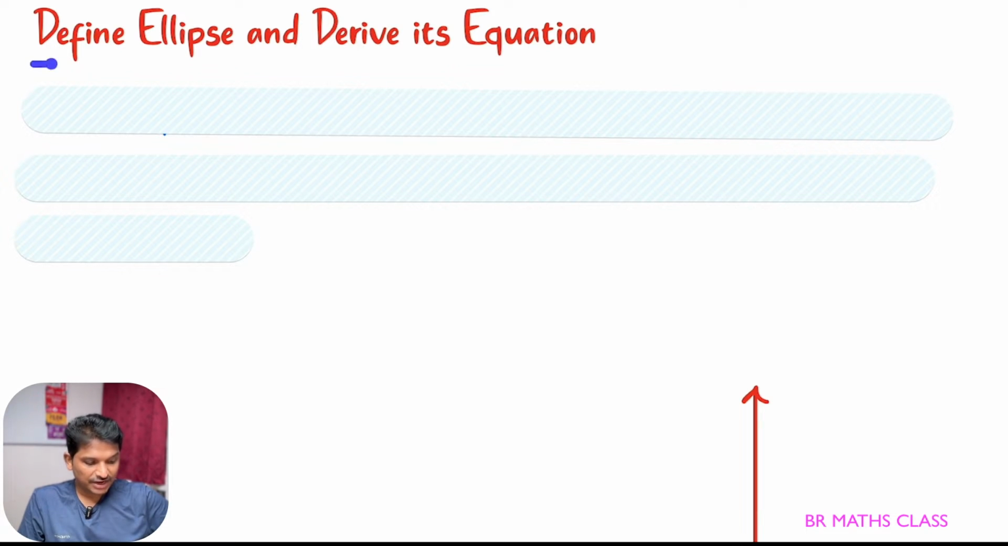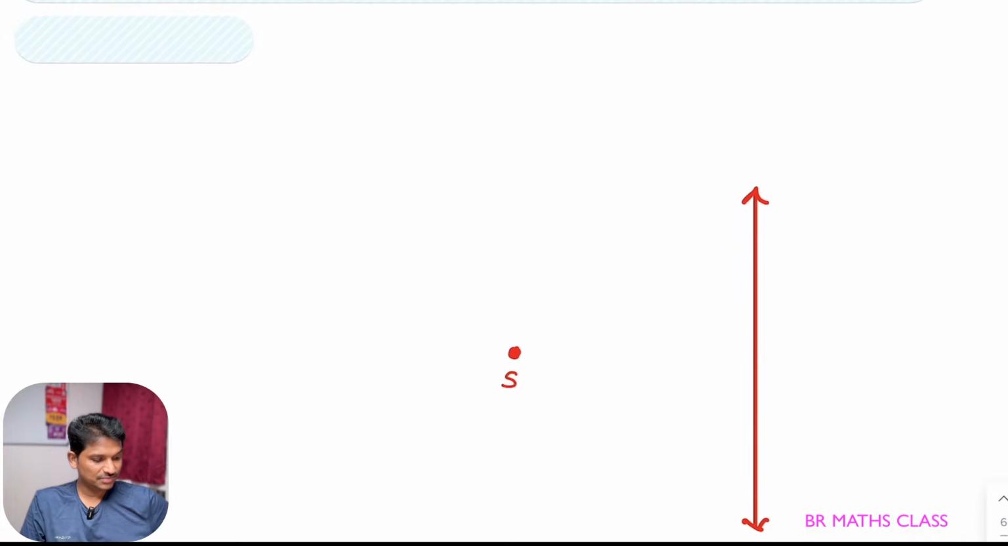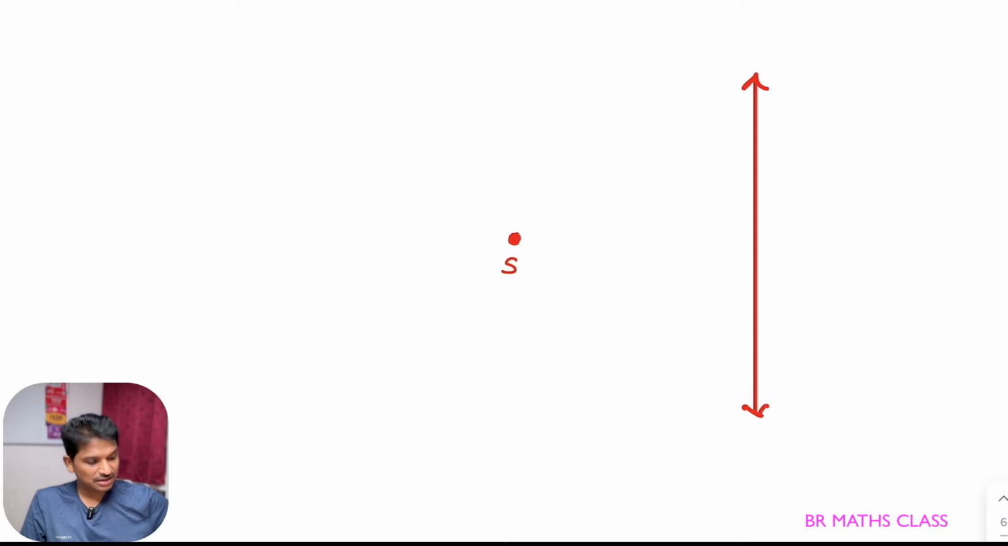First thing, define ellipse. What is the definition of ellipse? To understand this definition, we will consider a few things first. See here, I considered a fixed point S and a fixed straight line L. One fixed point and one fixed straight line. What is the definition of ellipse? The set of all points in a plane such that the ratio of its distances from a fixed point and a fixed straight line is constant, and that constant is less than 1, is called an ellipse.